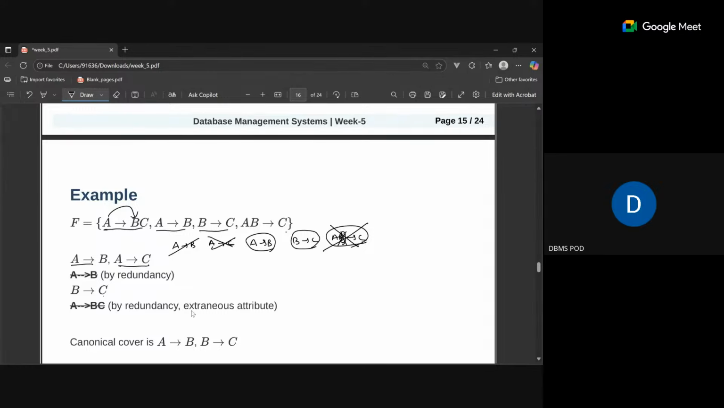So I'm not doing the extraneous attribute check again. By checking for redundancy and extraneous attributes, and splitting and writing, you get a canonical cover of minimum form: A determines B and B determines C.